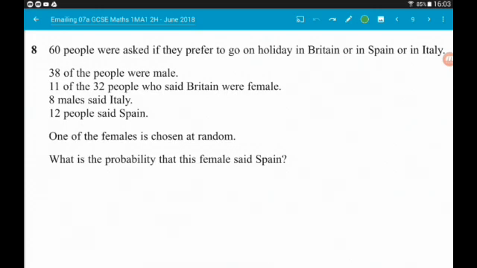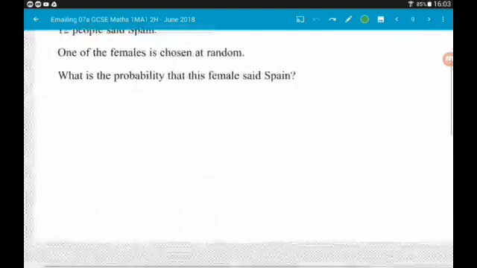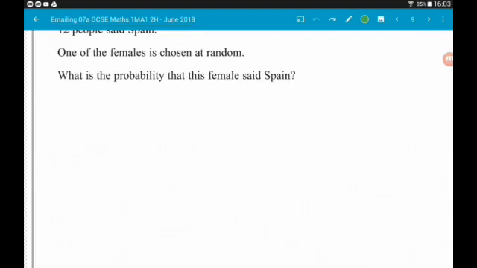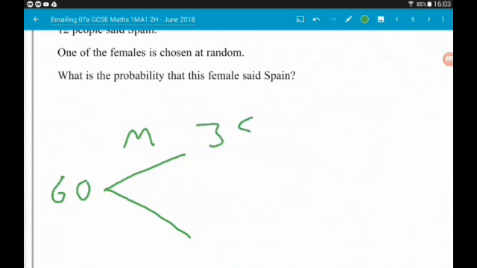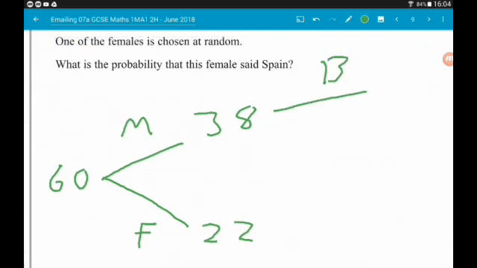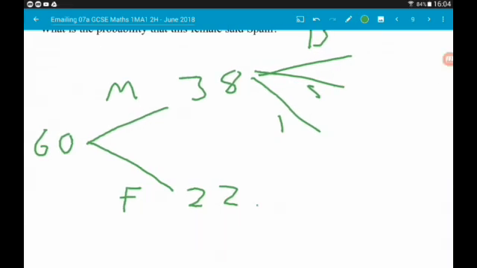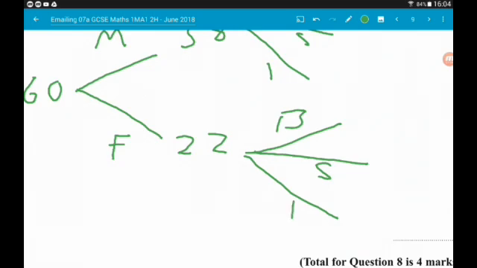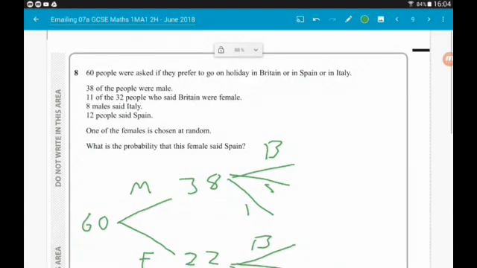So this really is a job for a frequency tree. So we know there are 60 people in total. We then know there are 38 males, which means there are 60 minus 38 females, which is 22. Okay. So we've got Britain, Spain, and Italy, and then the same down here: Britain, Spain, and Italy. Okay, so let's read through the info, see what we can fill in.